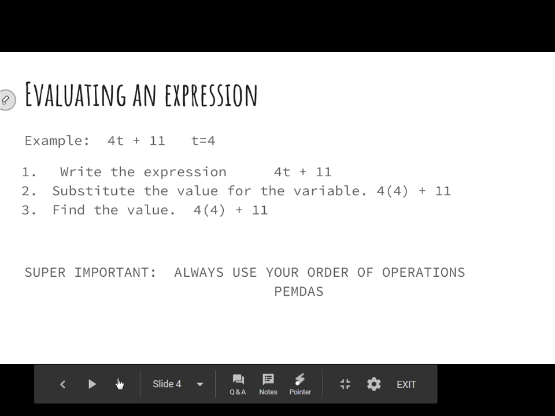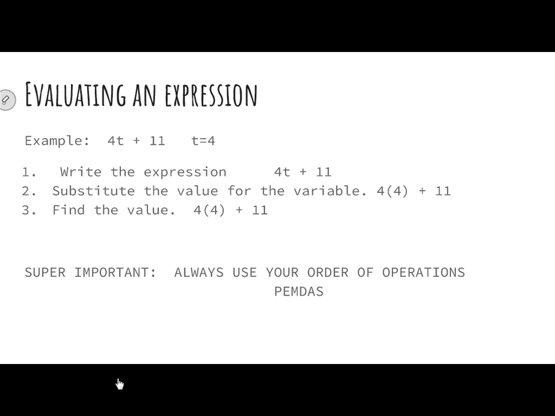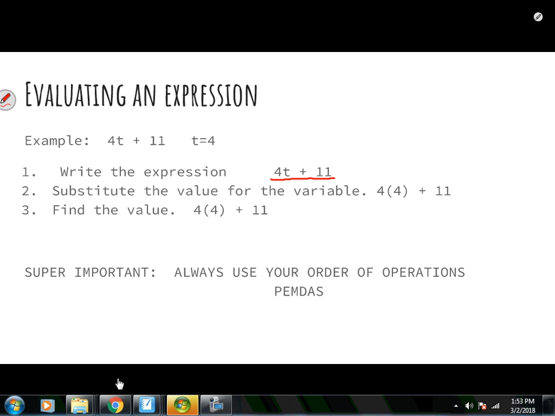Evaluating an expression. This is when you have an expression and then you have a variable that has an amount attached to it and you have to insert it into the problem. For our example, 4t plus 11 when t is equal to 4. So write the expression 4t plus 11, substitute the value for the variable. In this example, t is equal to 4. So we have 4 times 4 plus 11, then find the value. 4 times 4 is 16, plus 11 is equal to 27.